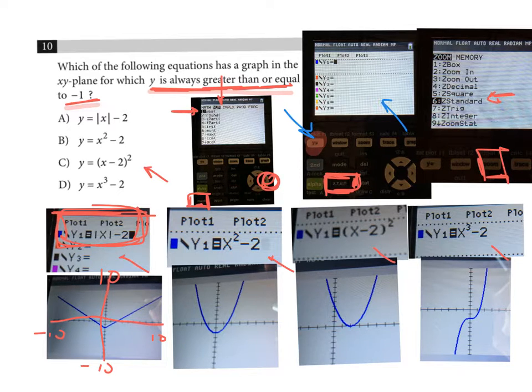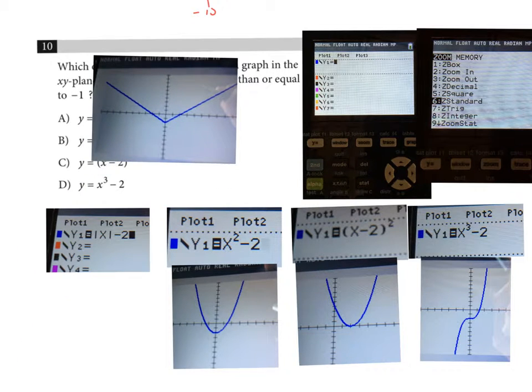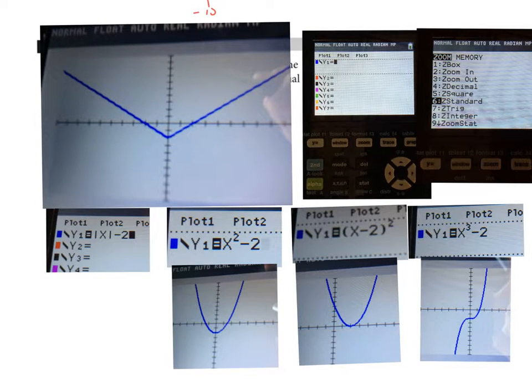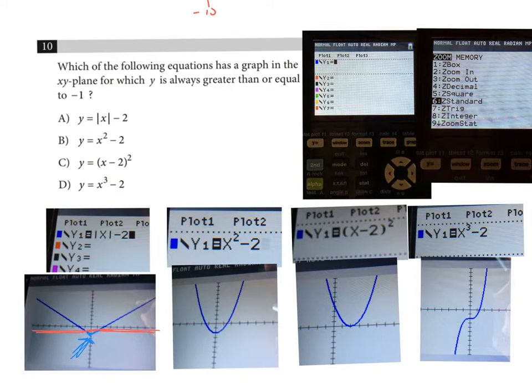Now we're looking for the equation where y is always greater than or equal to -1. So let's look at all these equations so I can show you what that means. Here's the first graph, and they want y to always be greater than or equal to -1. Well, here is -1 on the y-axis. It's 1 unit down from the origin. So here is the line y is equal to -1. And if you notice, this particular equation goes underneath y is equal to -1 in this middle section. So that's why the first one, absolute value of x minus 2, is not the answer, because there's a section where the graph goes underneath y is equal to -1.